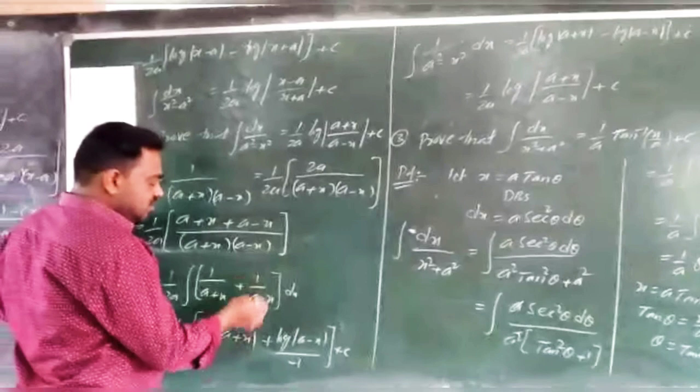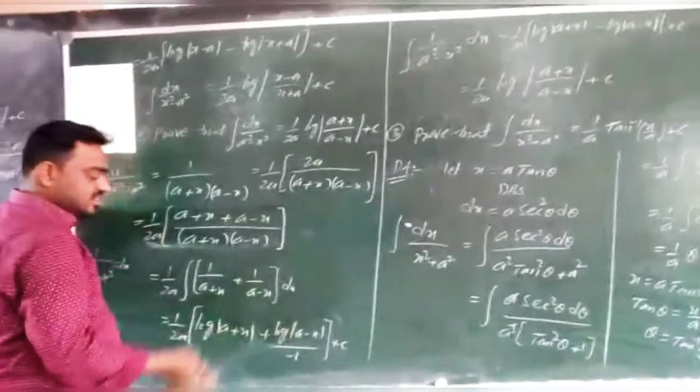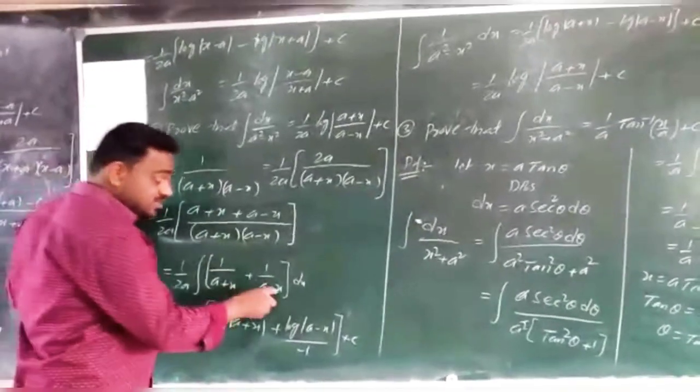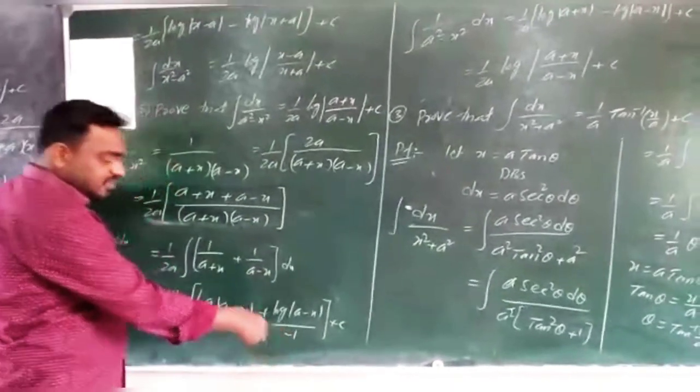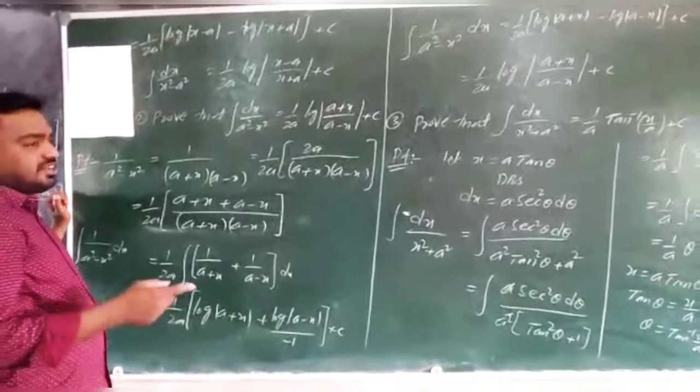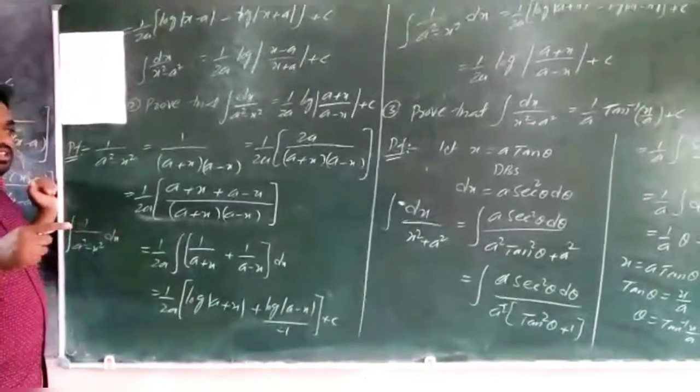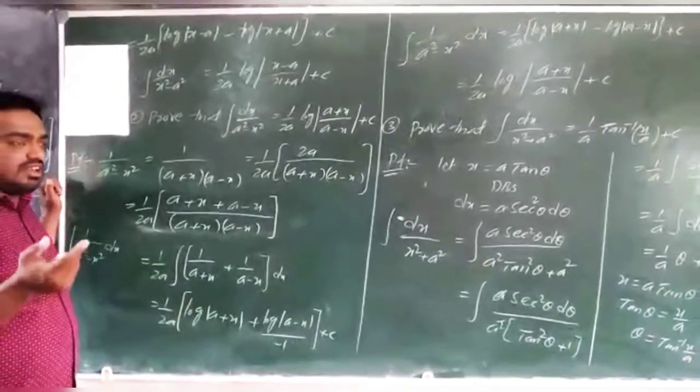Next, this is also in the form of integration of 1 by x, which is equal to log mod x. But here the x coefficient is minus 1, so we write the minus 1 in the denominator. Why? Integration of f of x dx is equal to F of x plus c.